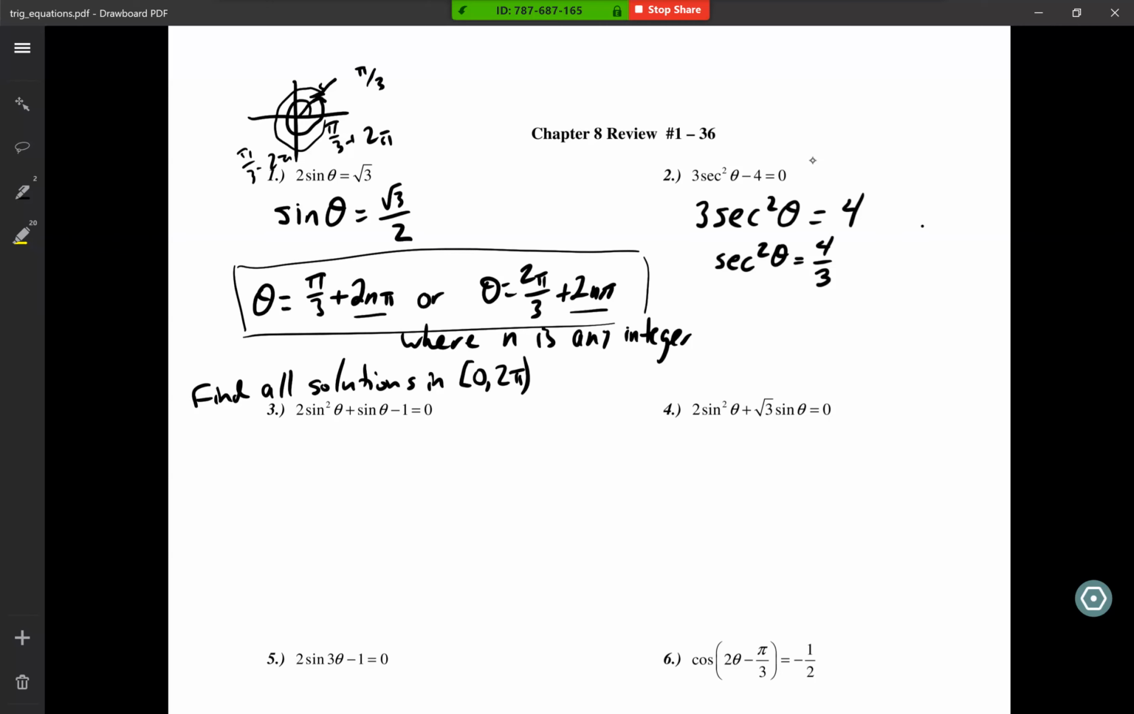And now I need to take the square root to get the secant theta all by itself. But we need to remember that when we take the square root of both sides, we always get plus or minus. So I'm going to get plus or minus the square root of the top, it gives me a 2. So I'll get 2 over the square root of 3.